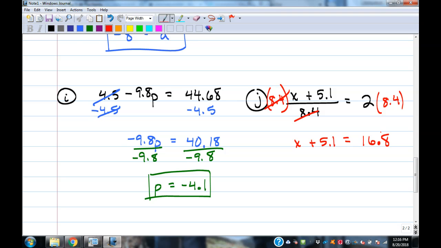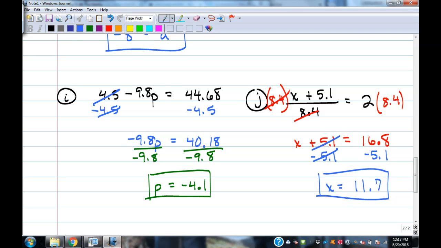Last step to solve this one. Yeah, just subtract 5.1. They got the plus sign there. We're going to move it by subtraction. How much? 11.7. Positive or negative? Which one's bigger? 16.8. It's positive, so it's got to be the positive answer.